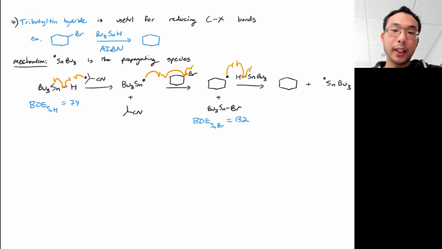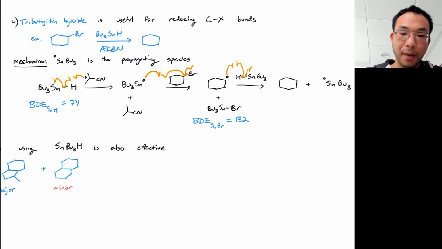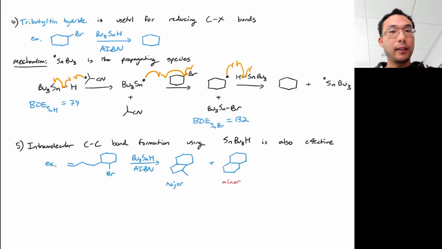Tributyltin hydride turns out to also be very useful for making carbon-carbon bonds, and this reaction is most often used to form intramolecular carbon-carbon bonds. And so you can imagine making all sorts of complicated molecules with lots of rings in them this way.